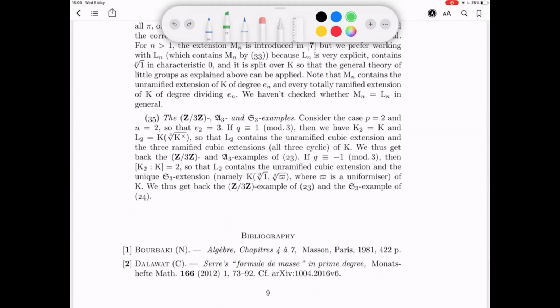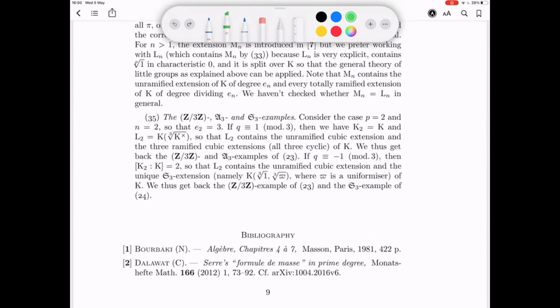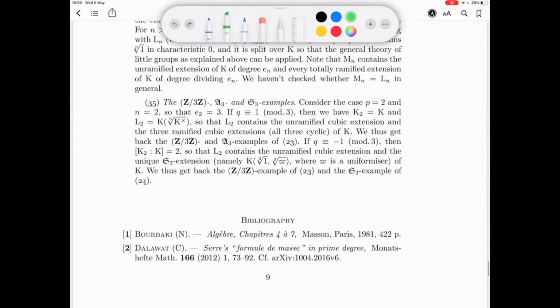But if q is equal to -1, then K_2 is no longer equal to K. K_2 was equal to K when q was congruent to 1 modulo 3. But if q is congruent to -1 modulo 3, then K_2 is actually a quadratic extension of K, right? So you need to adjoin a cube root of 1, and so you get a quadratic extension. And this L_2 is the unramified cubic extension.